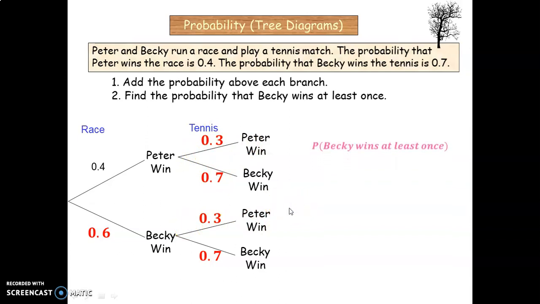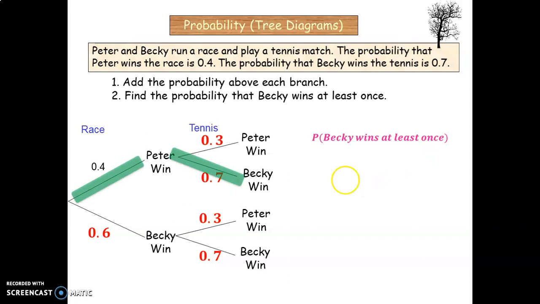All right, so a question. What's the probability Becky wins at least once? So first thing I'm going to have you answer is how many, again, there's 4 total paths here, but how many of those paths represent the situation where Becky wins at least once?